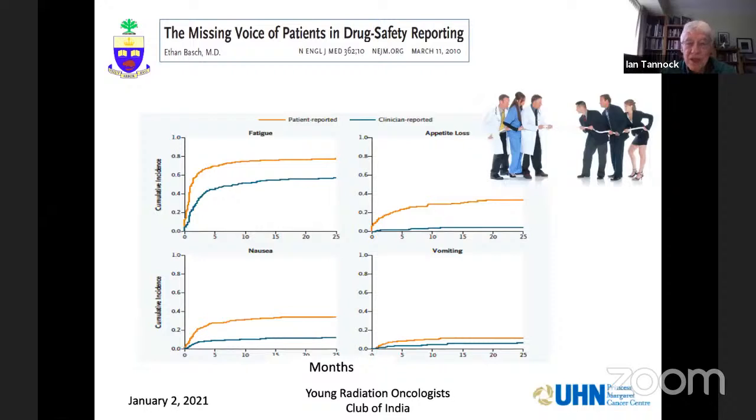This is some work of Ethan Basch from New York, who showed, by having patient questionnaires looking at various attributes as patients went through various treatments, the rates of toxicity shown by the brownish line, and those reported by physicians like us by the bluish line. So we are consistently underreporting what our patients feel. And if we go into a room and say, Mrs. Brown, how are you? How are you feeling? There's a great tendency for Mrs. Brown to want to please her doctor, and she will underplay her symptoms, and she may be afraid that if she owns up to too many symptoms the treatment will be stopped. And so these are effects that occur.